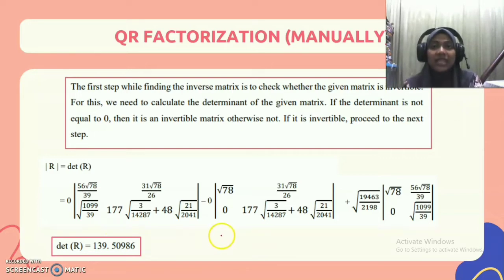So we must get the determinant of R not equal to 0. For this one, I choose row 3 from matrix R. So this is our determinant of R. The determinant of R is equal to 139.50986, which is not equal to 0. This means the matrix is invertible.